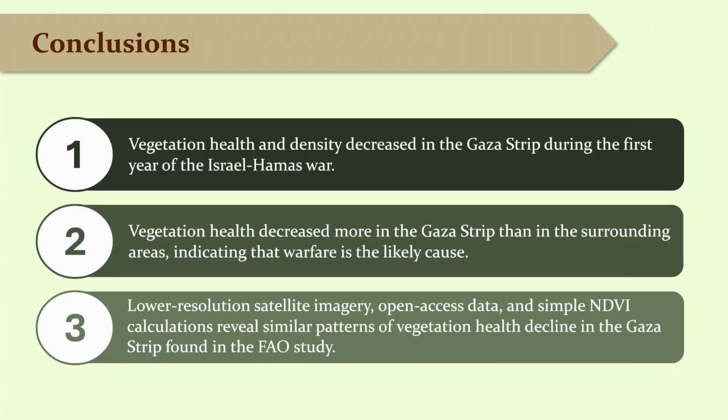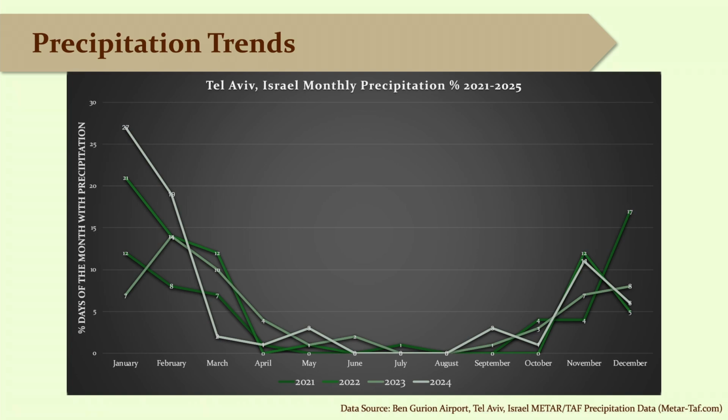The next thing I looked at was precipitation. I wanted to look at precipitation to make sure there wasn't any sort of climate anomaly going on that may have been the reason for a vegetation decline in the region.